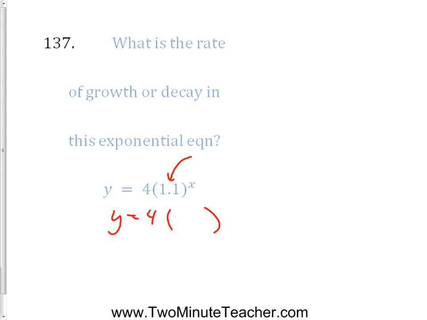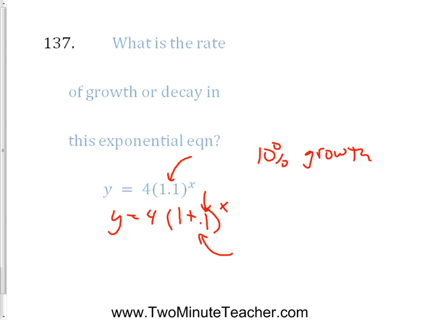Okay, now how can I write 1.1? I can write it as 1 plus 0.1. Okay, and that tells me that this is, since it's bigger than 1, it is growth. And the amount of growth is that 0.1, the 10% growth. Okay, so this one is 10% growth.